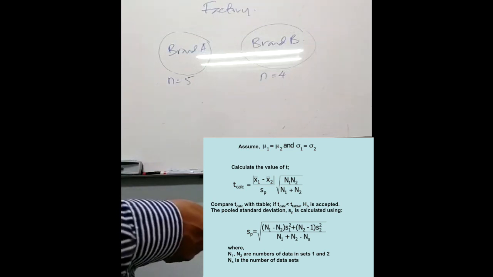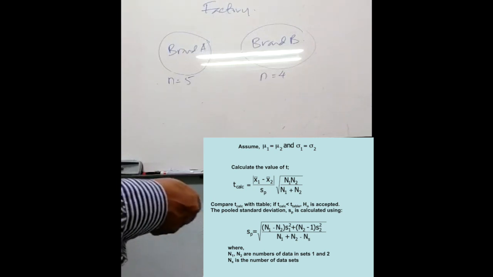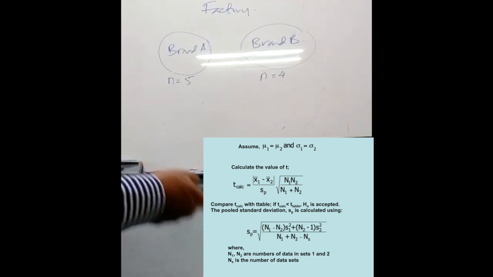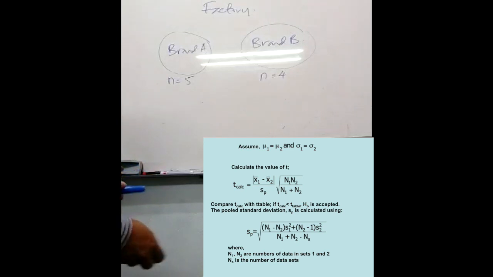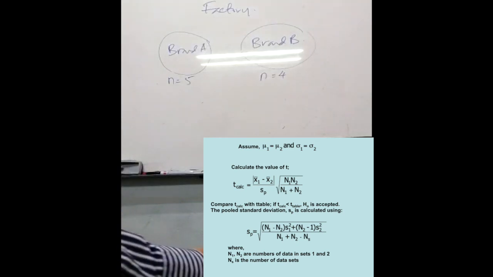And then this is the formula. The S here is the standard deviation, so you can get the SP. You put it into the formula here, and then you get the value of T calculation. Then you compare it with the T table. How to compare with the T table? How to determine the T table?